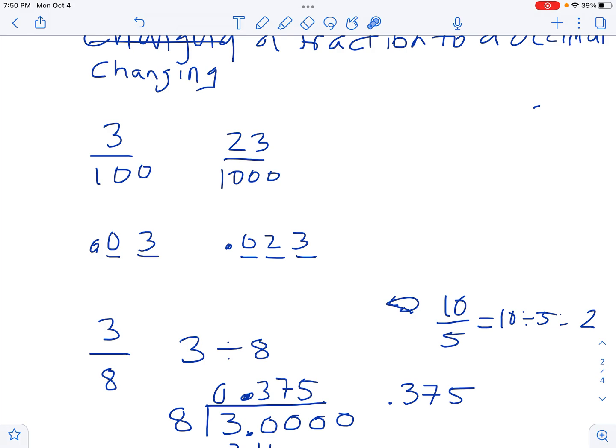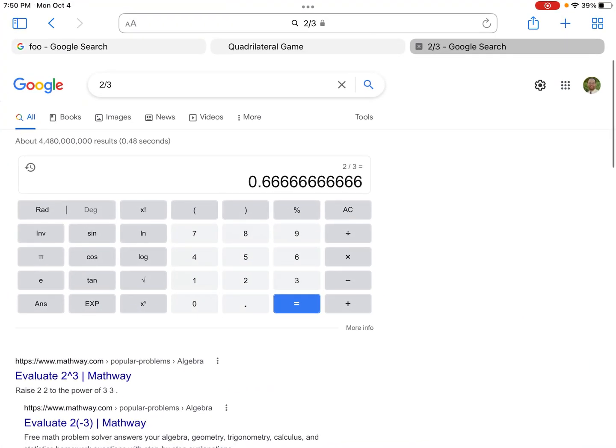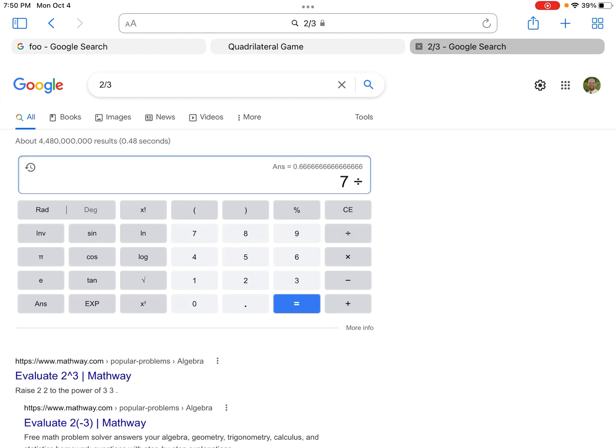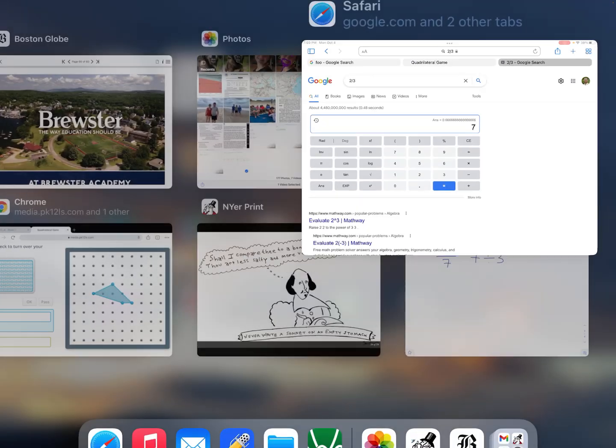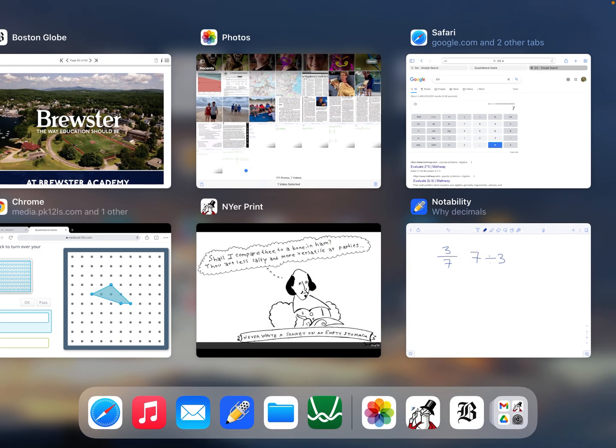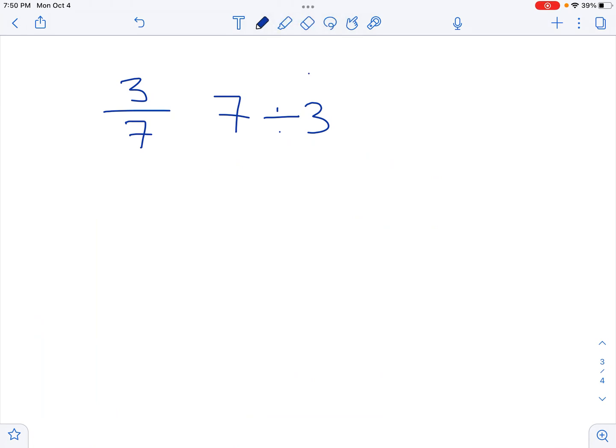Most of the time, I'm going to let you do that on a calculator. So let's say you wanted to change 3/7 to a decimal. You would take your calculator out and do 7 divided by 3. And let's do that. 7 divided by 3. Sorry, wrong way. 3 divided by 7. It's very common to make that mistake. So I am glad I caught it. 7 divided by 3 is wrong. It's 3 divided by 7. It's the numerator divided by the denominator.